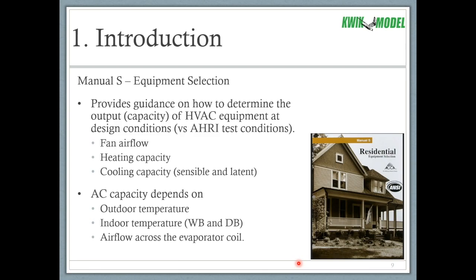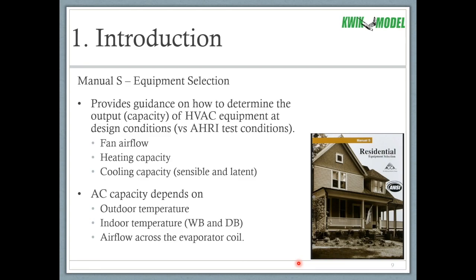So air conditioning capacity depends on the outdoor temperature. What's the temperature that the condenser is sitting in? It has to dump those BTUs from the house to the outside, and the hotter it is outside, the harder it is to do that. So the hotter it is outside, the capacity goes down. The other thing that's important is the indoor temperature. How cool is it inside? And how humid or moist is the air inside the house? So the wet bulb and the dry bulb temperature come into play and help you determine the actual design capacity of the equipment. But one that a lot of people don't pay enough attention to, that has a big impact on the air conditioning capacity, is the airflow.